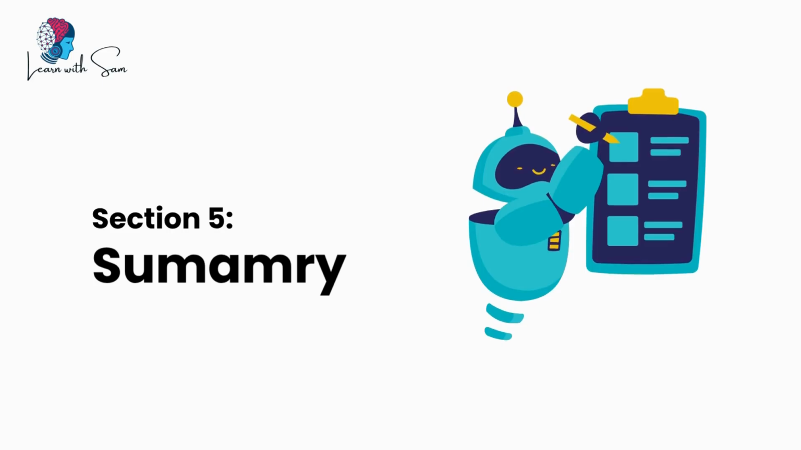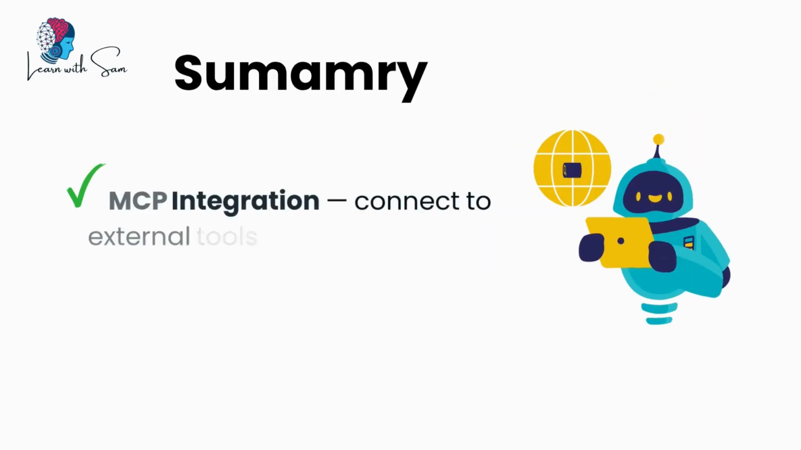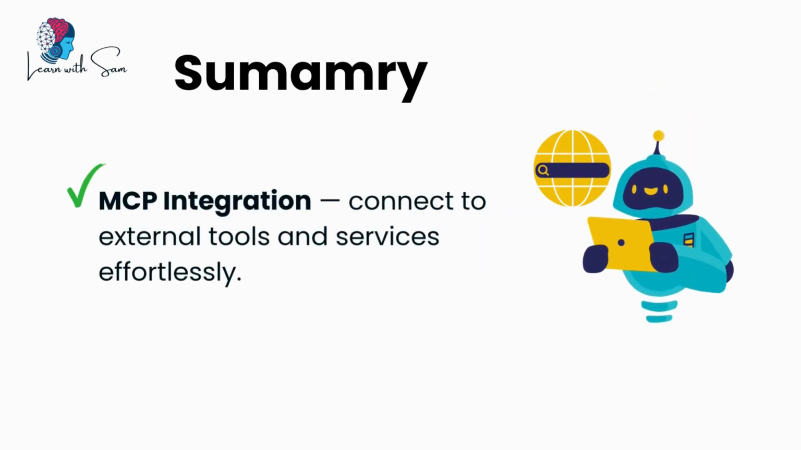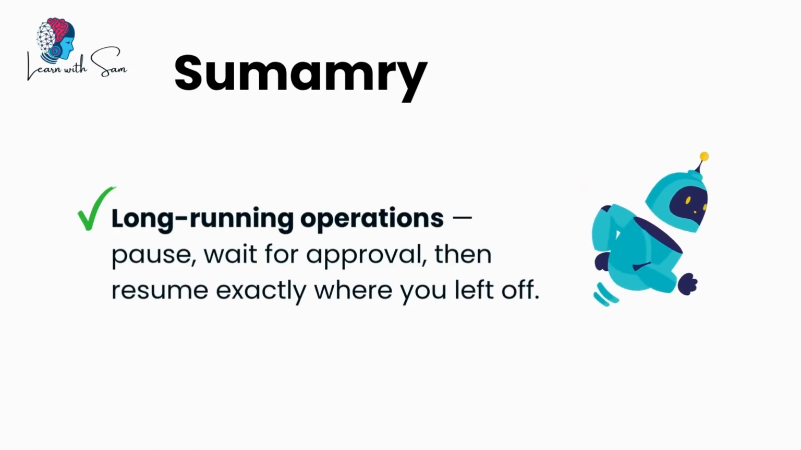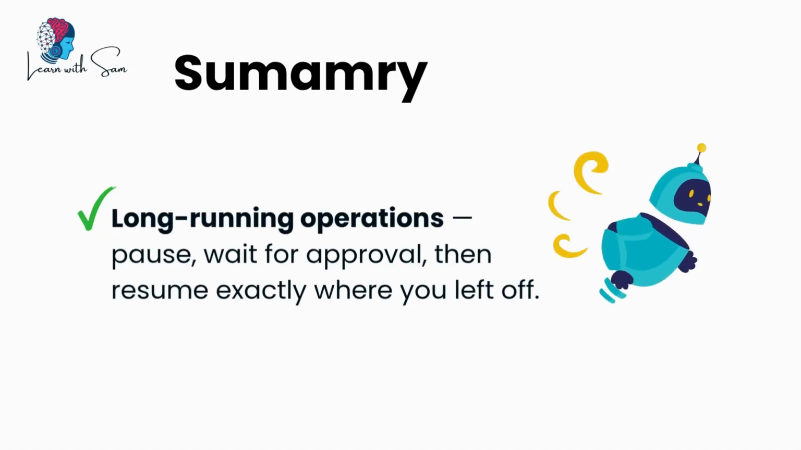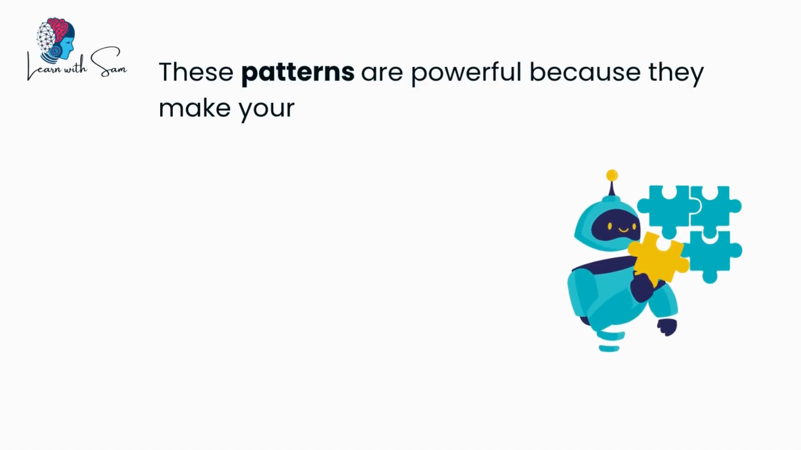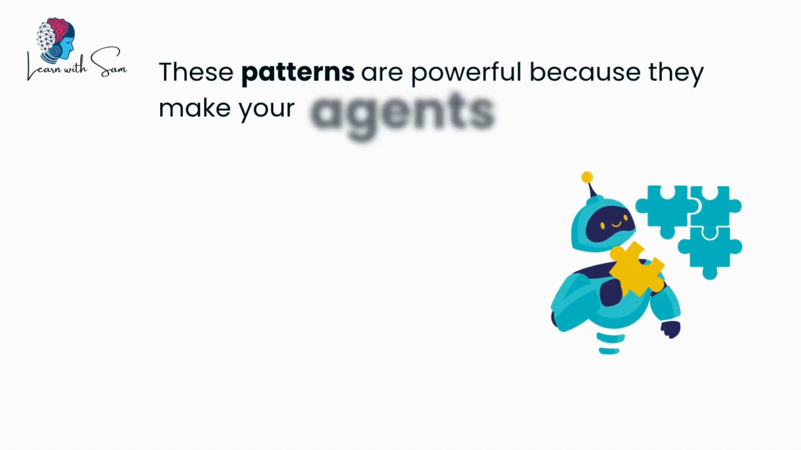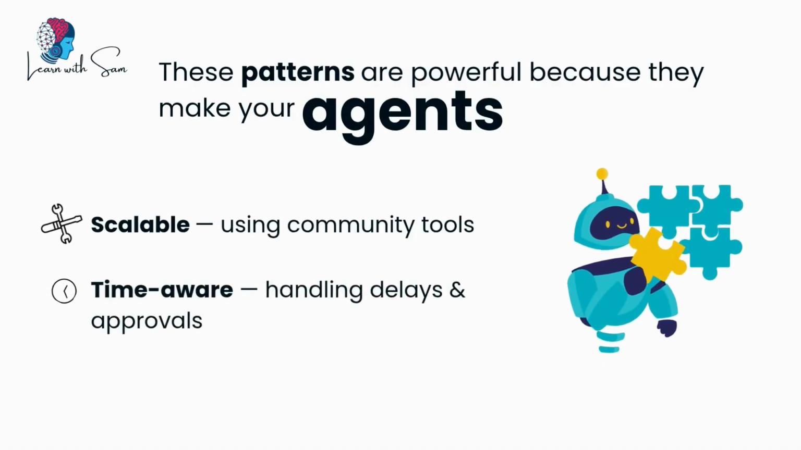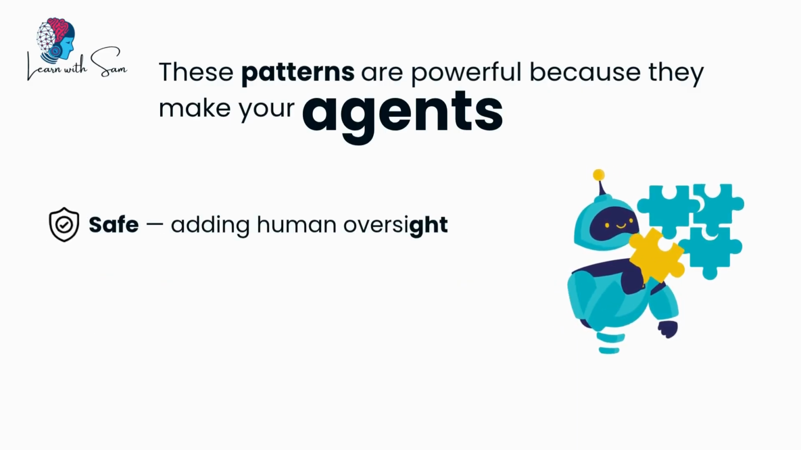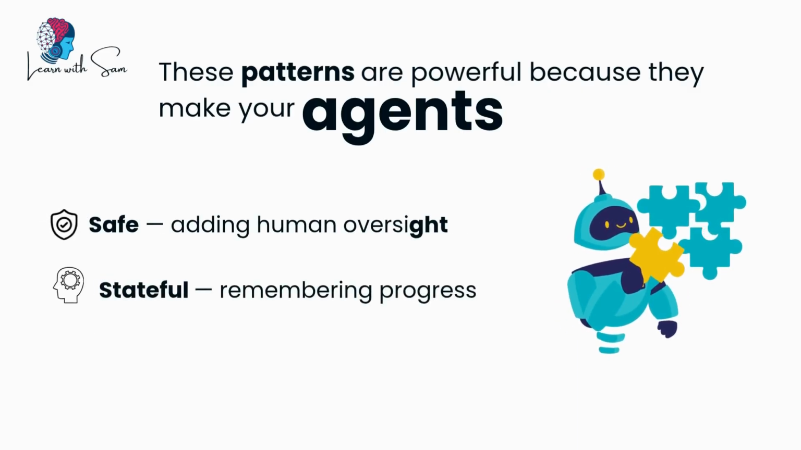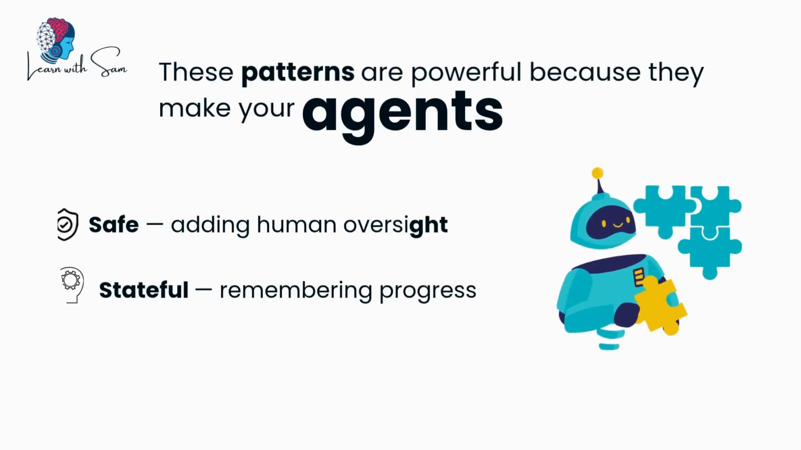Let's wrap up. In this video, you learned 2 major skills that make your agents production ready. MCP integration, connect to external tools and services effortlessly. Long-running operations, pause, wait for approval, then resume exactly where you left off. These patterns are powerful because they make your agents scalable using community tools, time-aware, handling delays and approvals, safe, adding human oversight, and stateful, remembering progress.